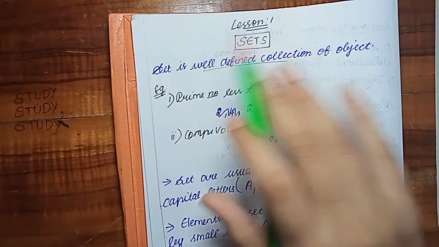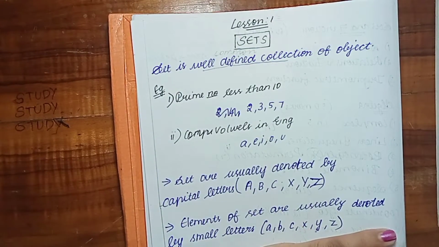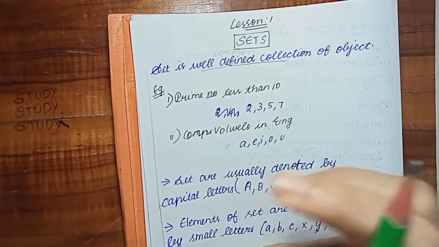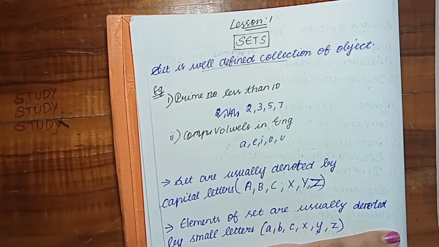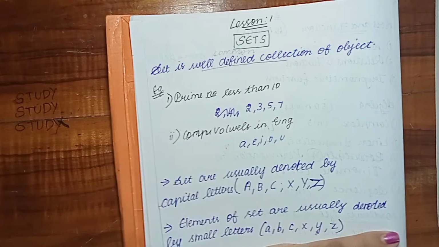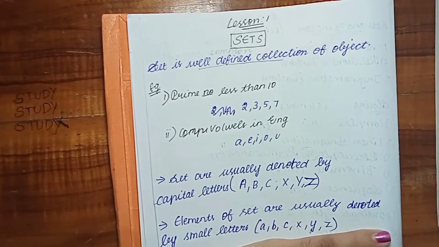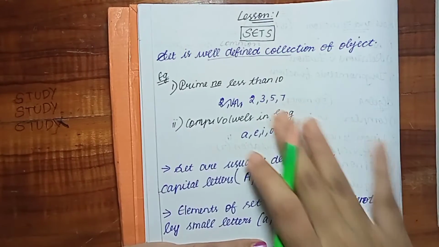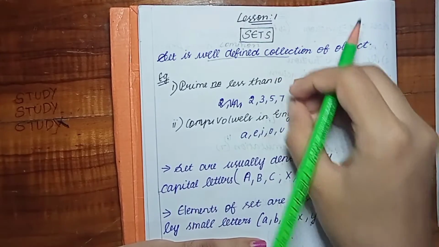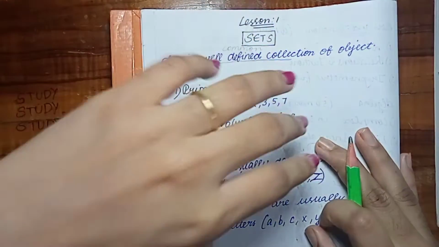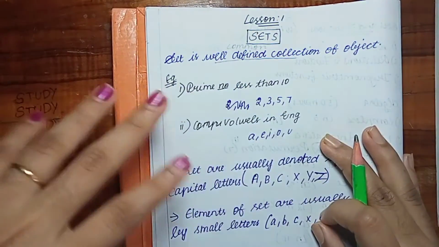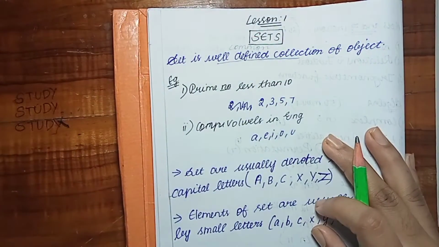So, what is a set? A set is a well-defined collection of objects. For example, prime numbers less than 10 are 2, 3, 5, 7. It's well-defined. It will not go more than this or less than this. It's up to this, nothing else.